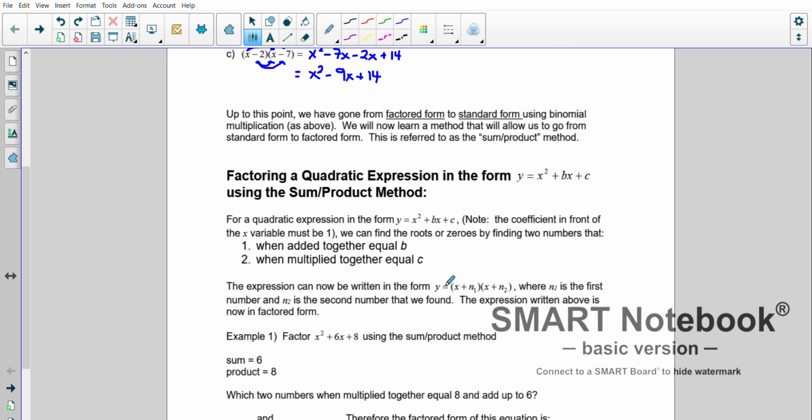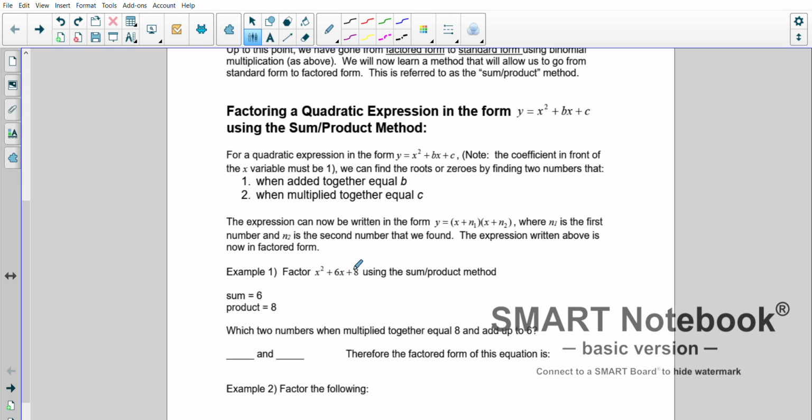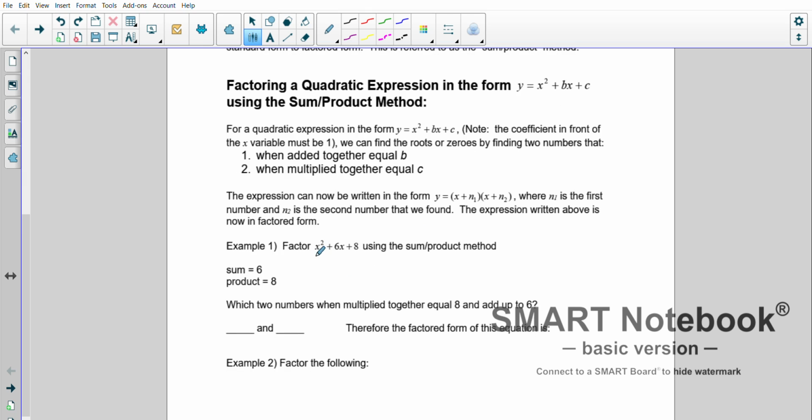So these are the steps. And you know what, you can read through them, but I'll just walk you through it. So here we go. First example. This is in standard form. I want it in factored form.